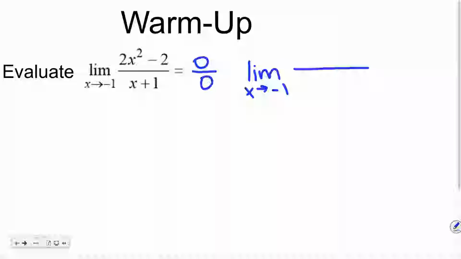The derivative of our numerator, 4x. The derivative of our denominator is 1. Now, when we plug in -1, we get -4. Hey, is that what we got with algebra? Yeah. Good. Which one was quicker? L'Hopital's rule was quicker.